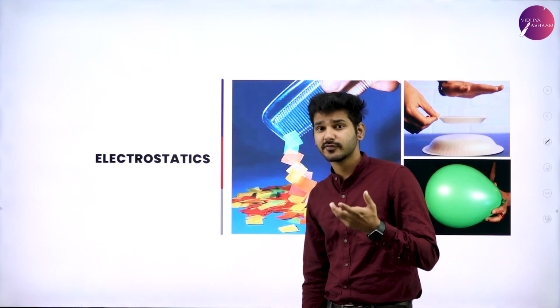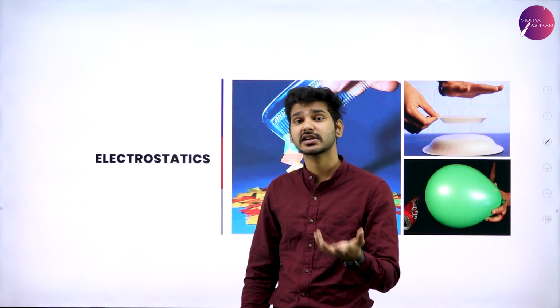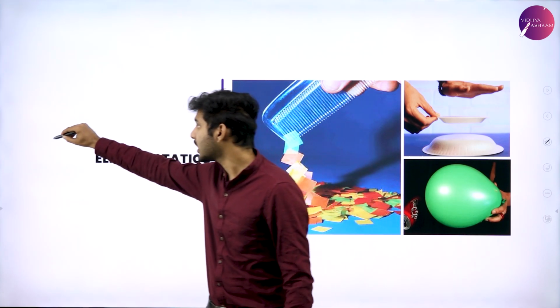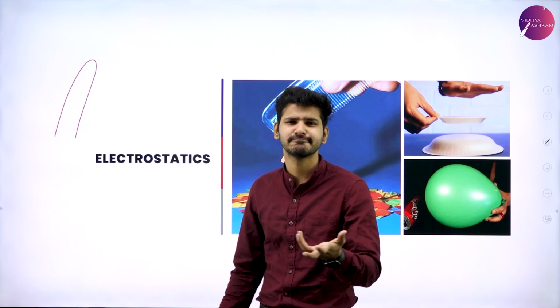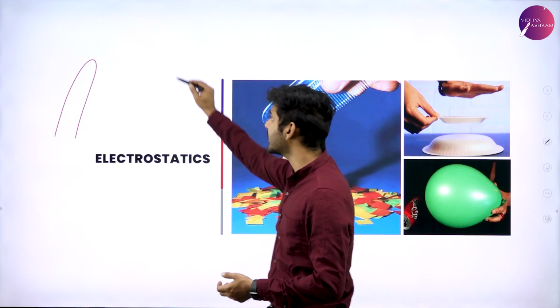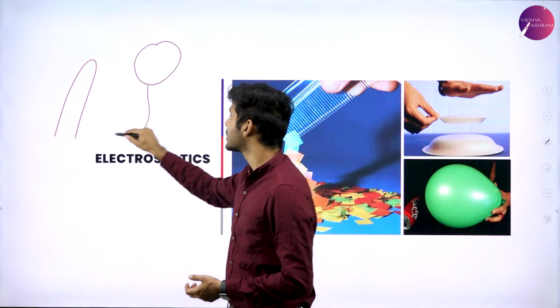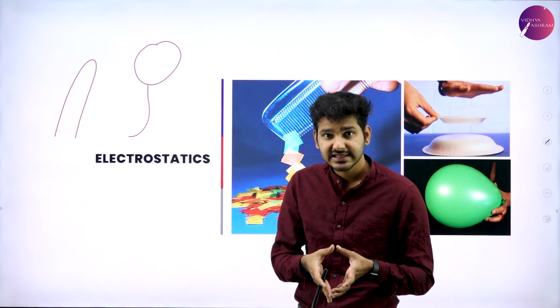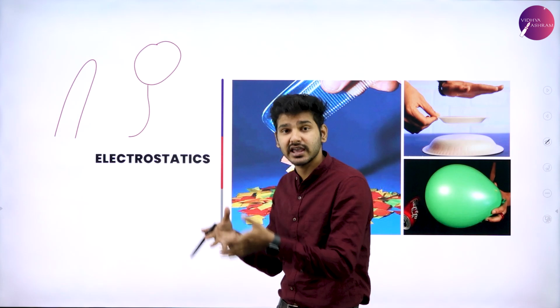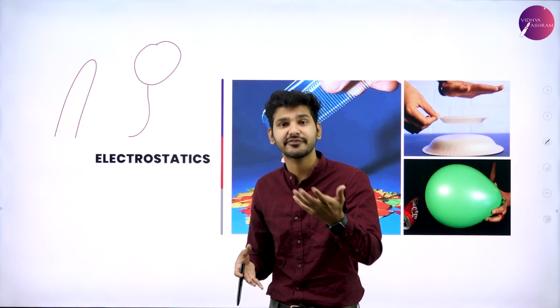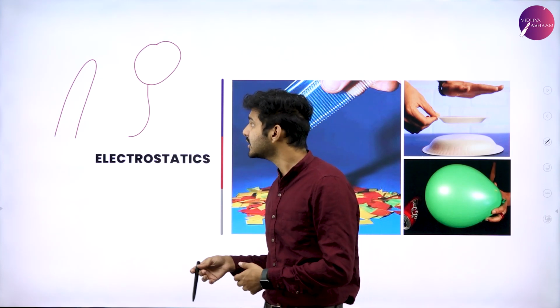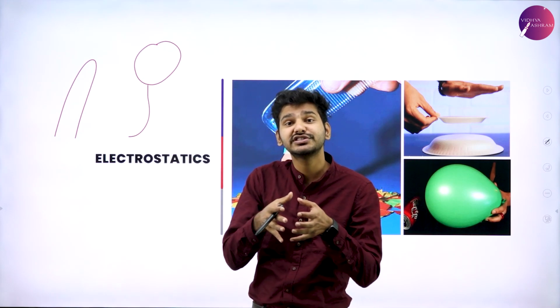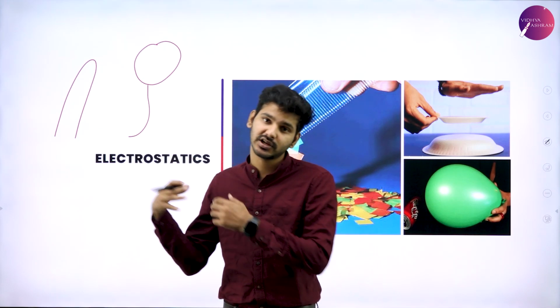So how exactly he found out that was when he charged a glass rod. Let's say he took a glass rod and rubbed it against some silk or cat fur or something. When he brought it near a balloon, then the balloon seemed to be attracted towards the glass rod. Then he charged it again, he rubbed it again with cat fur instead of silk. And then what was observed that the balloon seemed to be moving away from the glass rod.